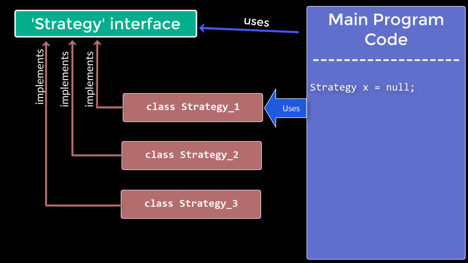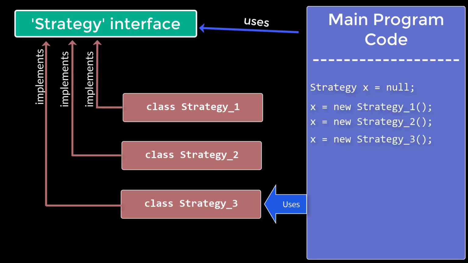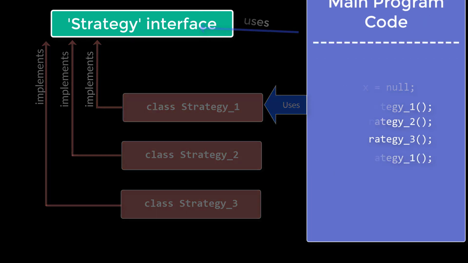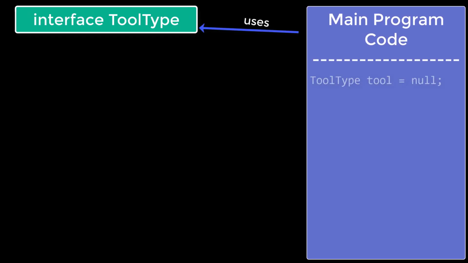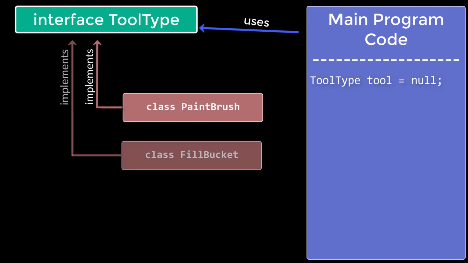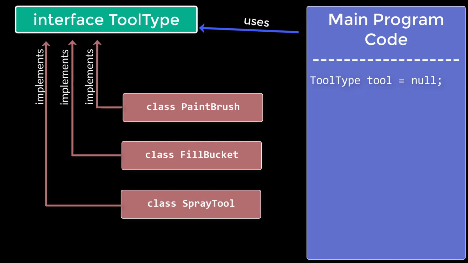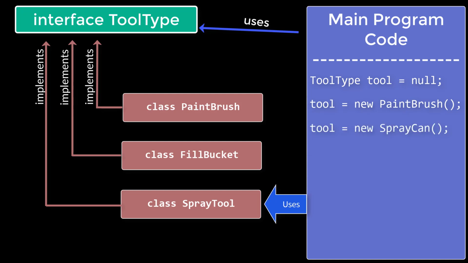For example, at the start of the program they might be using strategy 1, and then they might use strategy 2, strategy 3, and then they might go back to strategy 1 a bit later. In terms of the paint program, the strategy would be any tool type, and this would be used by the main program like in the previous example. And then the different implementations of the strategy would be the different tool types like the paint tool, the fill tool, or the spray tool. These different strategies would be switched between as the user clicks on the different tool buttons on the toolbar. For instance, clicking on the paintbrush button would switch the program to begin using the paintbrush strategy, or clicking on the spray can button would switch the program to begin using the spray can.